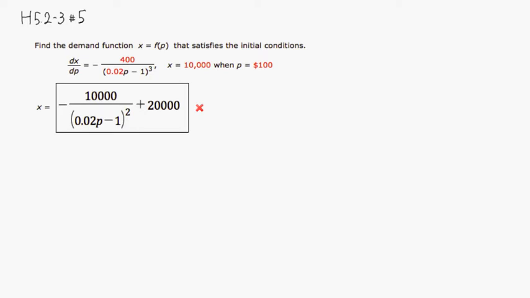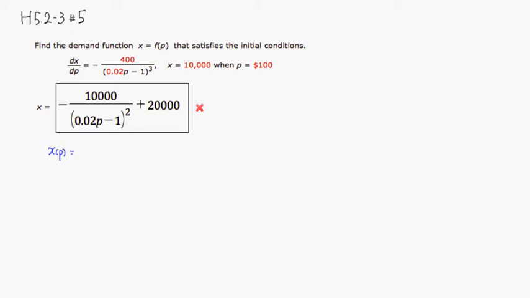Alright, let's look at the homework 5.2, 5.3, problem number 5. We have this derivative given with respect to p, and we want to find the original function x. Right, so let's do that. In order to go back to the original function x, we have to find the antiderivative.